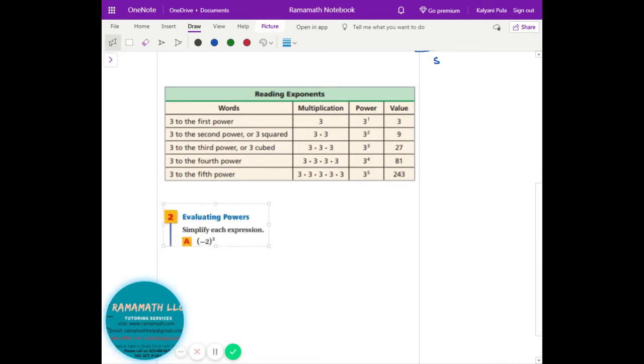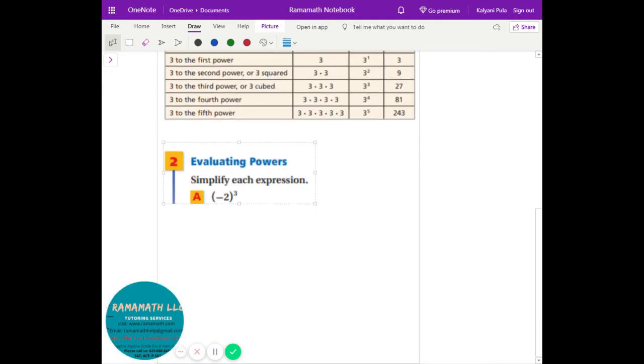Now let's look into the next question right here. Evaluating powers. When you evaluate powers, if I put -2 to the third exponent, that means -2 times -2 times -2. Agree on this? So what are you going to get? -8. Okay, so if this is a cube, that's what you're going to get.